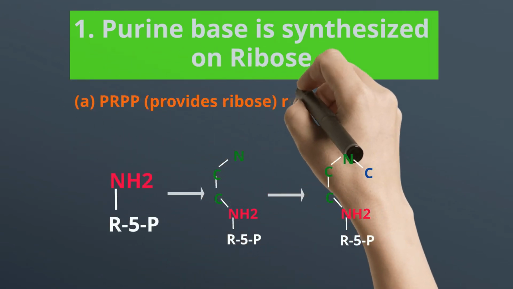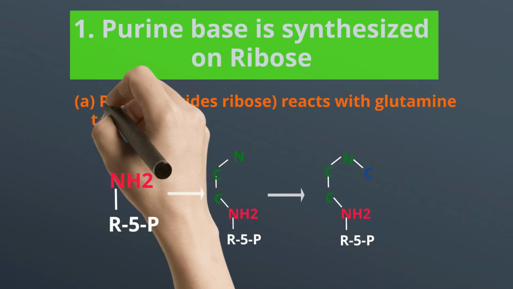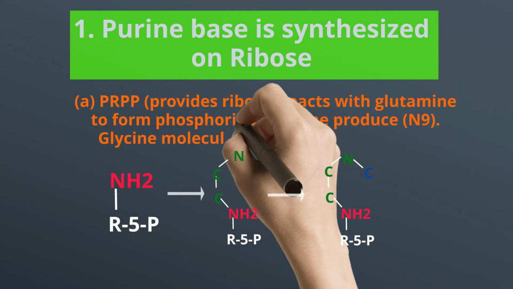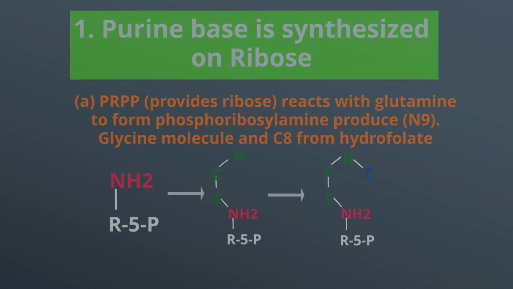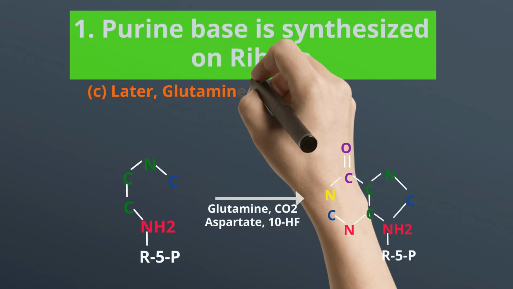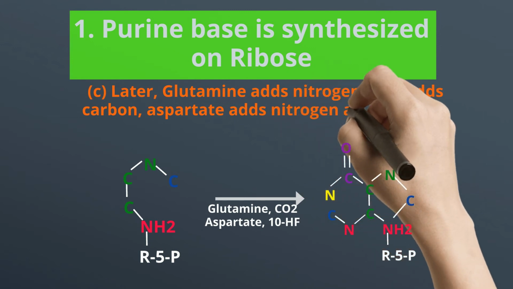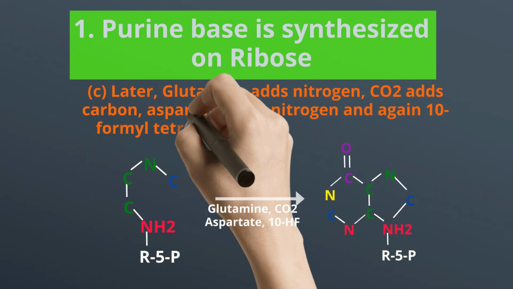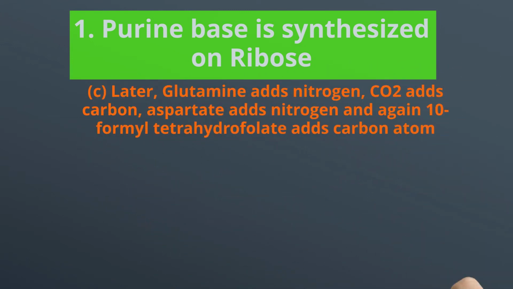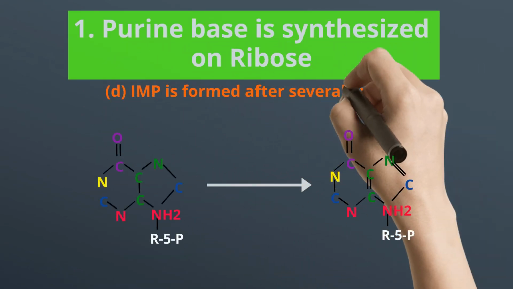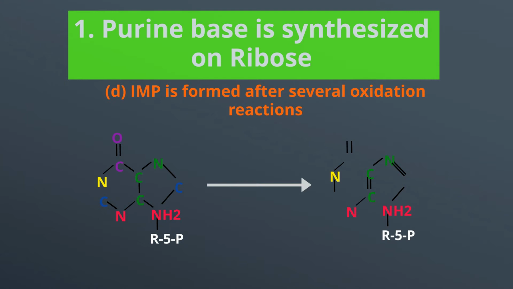The entire glycine molecule is added to the growing purine precursor. Then C8 is added by 10-formyl tetrahydrofolate, N3 by glutamine, C6 by carbon dioxide, N1 by aspartate, and C2 by 10-formyl tetrahydrofolate. IMP, which contains the base hypoxanthine, is generated.